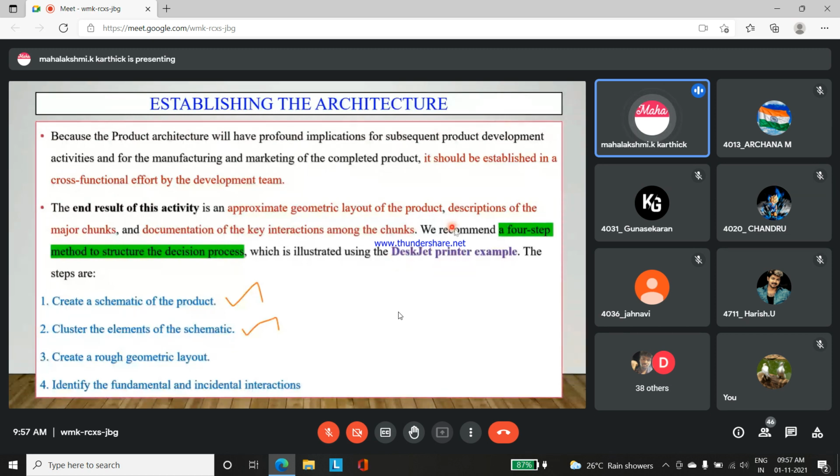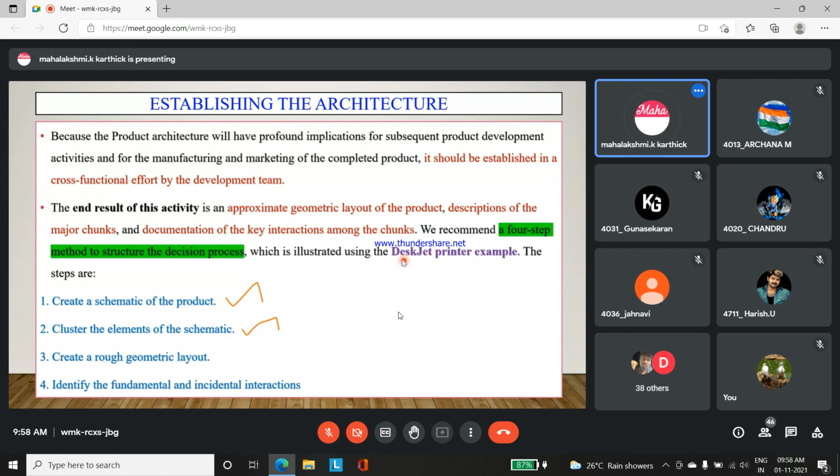So when you are considering this particular product and establishing the architecture, there is a 4 step process used for decision making. The first one is creating a schematic of the product, clustering the elements of the schematic, creating a rough geometric layout, and identifying the fundamental and incidental interactions. Very important 4 subheadings. So last class we have covered any product. Here we have taken the example product, the toaster printer.